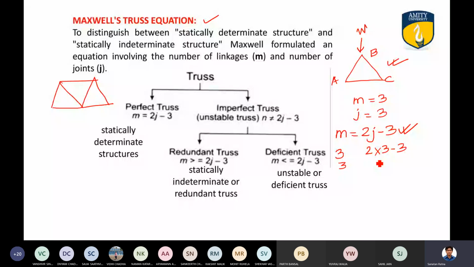So can I say LHS is equal to RHS? Or in other words, M is equal to 2J minus 3. Is this equation satisfied or not? M is the number of members, J is the number of joints. Is the equation satisfied for this case or not? Yes, sir, satisfied. It is satisfied. So can I say that it is a perfect truss? It can support load?